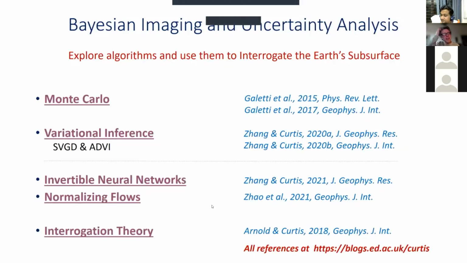And so the final section of the talk is, how do we bring all this together? We've now got a very good idea of how these various methods perform. They all give estimates of uncertainty, some better than others, some more efficiently than others, but they all give estimates of uncertainty. How do we use all of these methods to answer questions about the Earth?